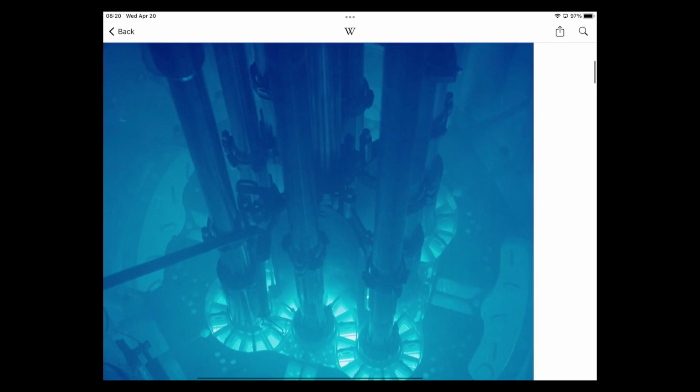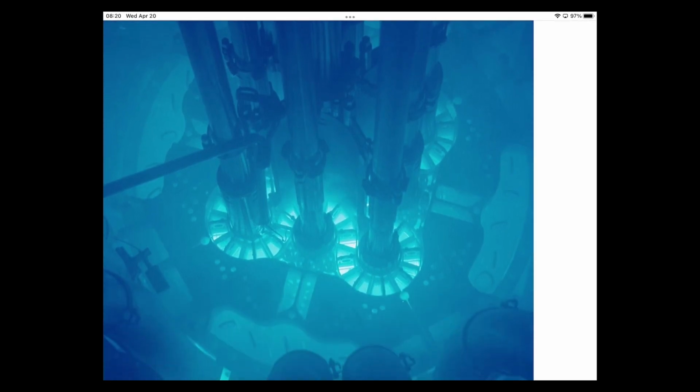So let's look at this picture. You see that weird blue glow, right? Looks kind of scary, like, oh, that's a nuclear reactor. I don't want to touch it or be anywhere near the vicinity. Maybe I'll go to the other side of the planet, kind of thing. That is called Cherenkov radiation.